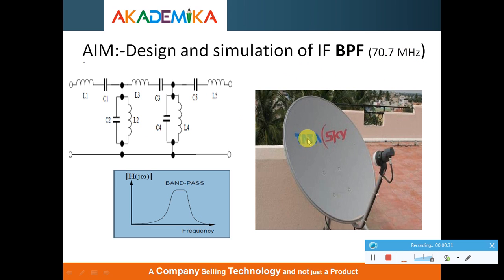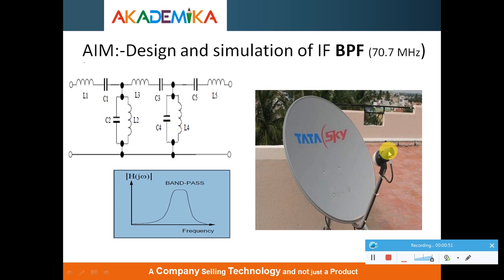Generally, if you see this application, the client of Tata Sky, which is working on 14 gigahertz. Here is the horn antenna, a corrugated horn antenna. So whatever signal is coming on the 14 gigahertz is caught by the antenna. And here in the black box there is a circuitry called a low noise block converter, LNBC.